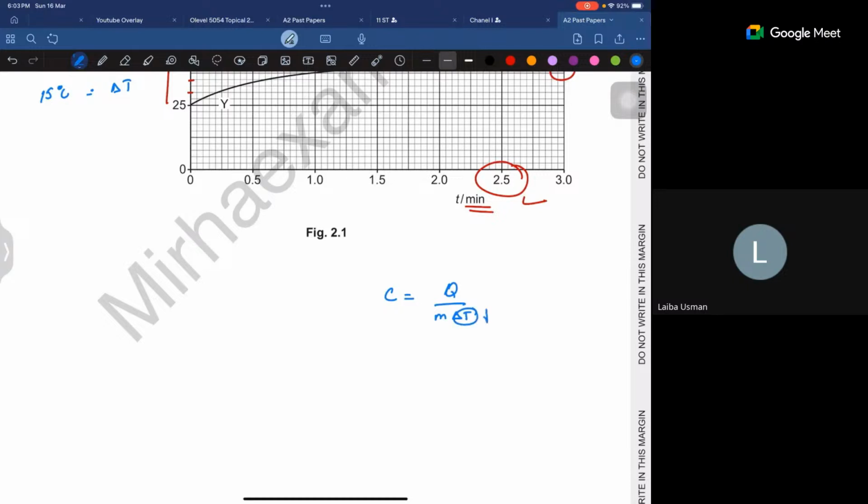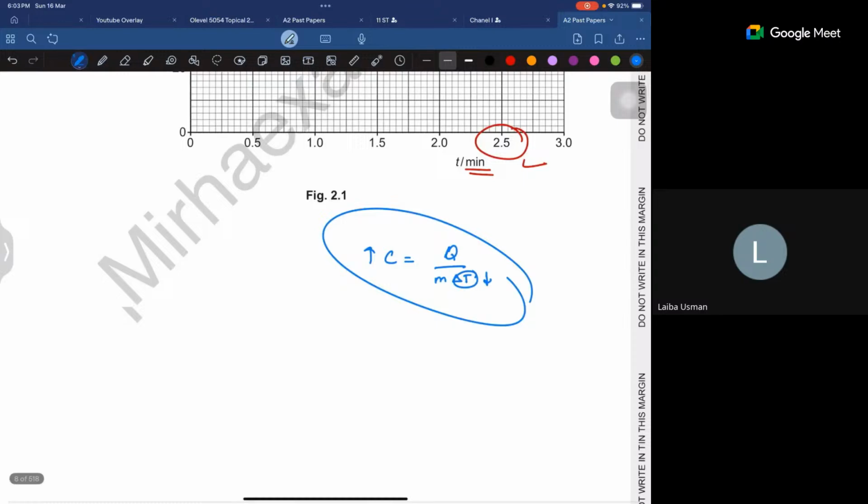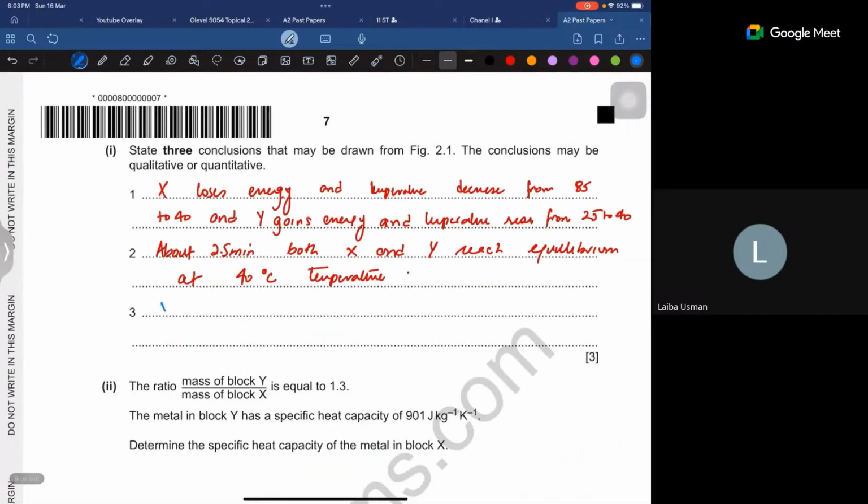The one that shows smaller change in temperature has a larger thermal capacity. So you can always look at the formula if you're unsure about anything. So this is what I'm going to write here. I'm going to say Y has larger thermal capacity compared to X.